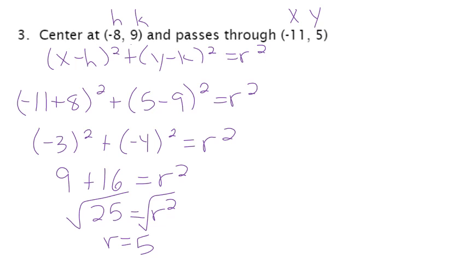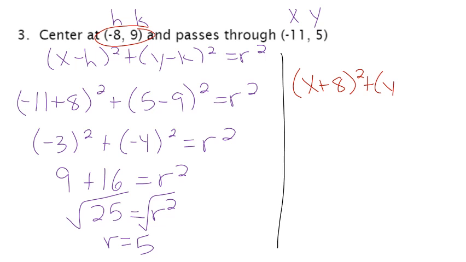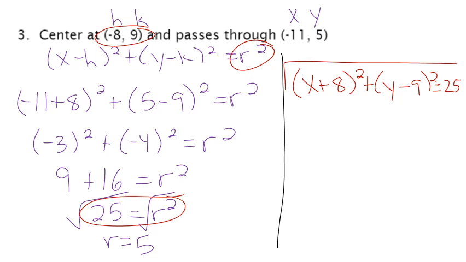And so when we do now our equation, I have my center, so x plus 8 squared, y minus 9 squared, and I already know what my r squared is. R squared, we said, was 25. And that would be my final answer.